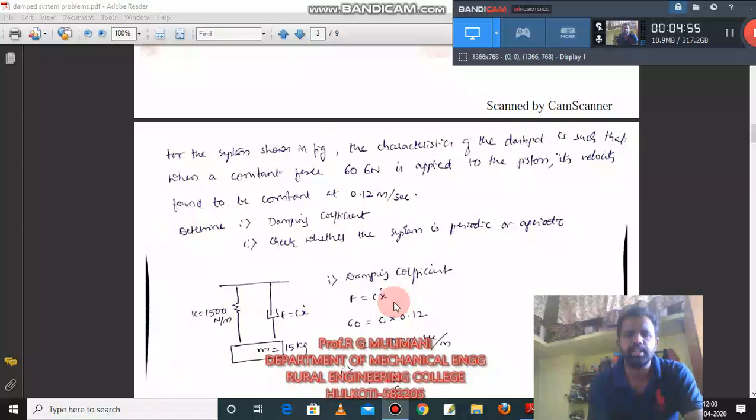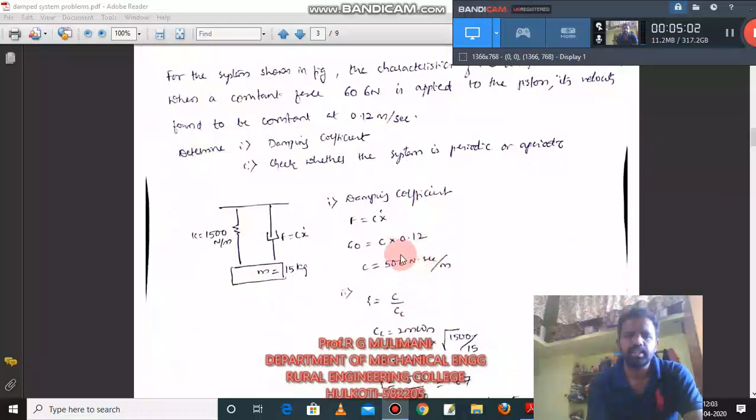Force is equal to Cx dot. Force is 60 Newton, it is given here, and initial velocity is 0.12 meter per second. So the C value, that is the damping coefficient, is 500 Newton second per meter. Then check whether the system is periodic or aperiodic.